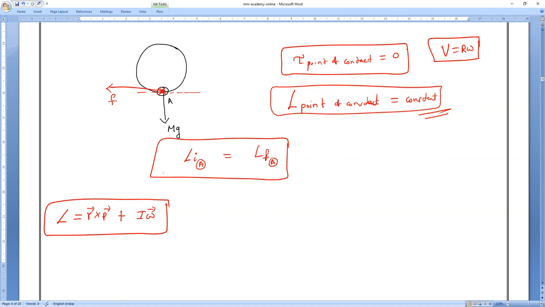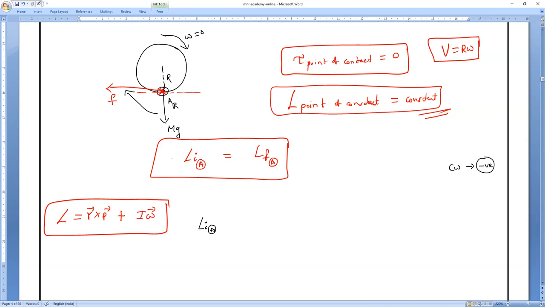Now, initially the angular velocity is zero. So for the initial angular momentum about this point, first let me take R cross P. Apply the right hand thumb rule and tell me, is it clockwise or anti-clockwise? It is clockwise, and clockwise means negative. Clear, everybody? So negative.